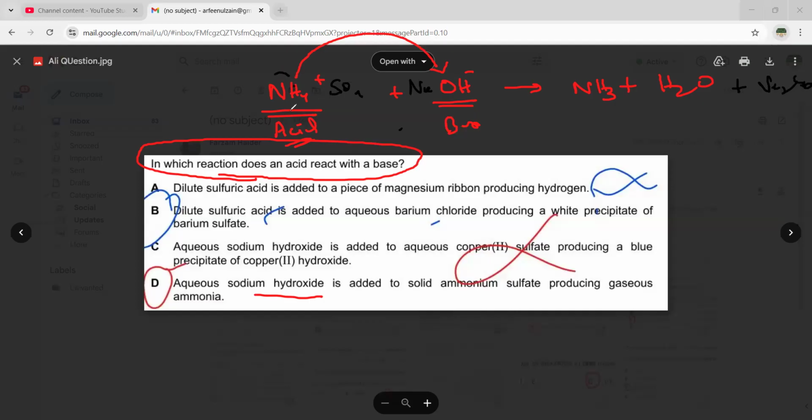Because the ammonium ion is donating protons, we call it an acid, and the hydroxide ion in the sodium hydroxide is accepting a proton, so we call that a base. That is why this is an acid-base reaction. Whenever you have ammonium salts and we add any alkali, the reaction happens because these ammonium salts act like an acid, as they have a tendency to donate protons.